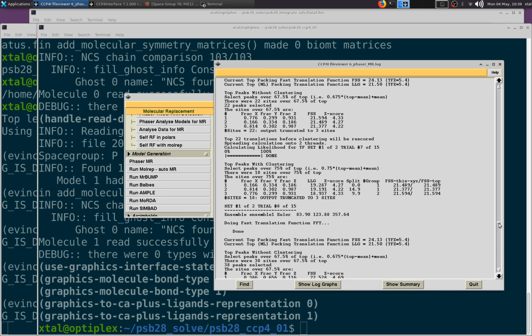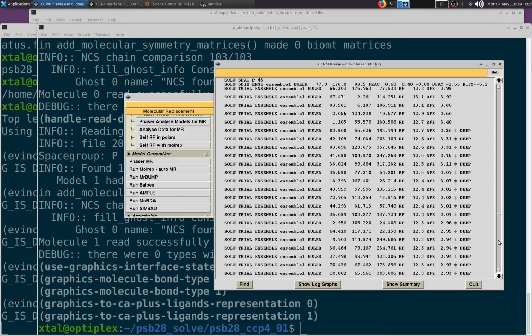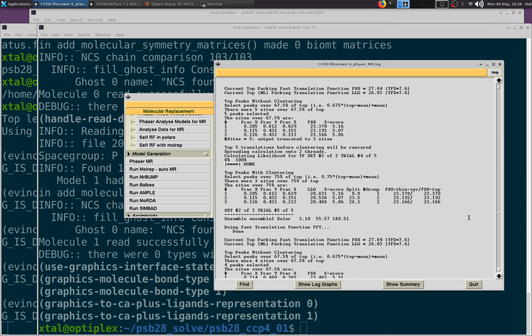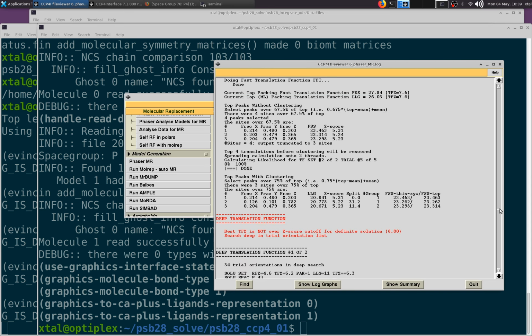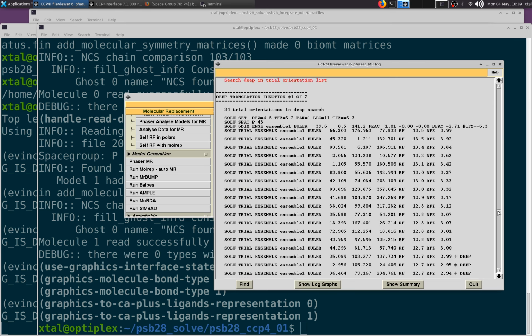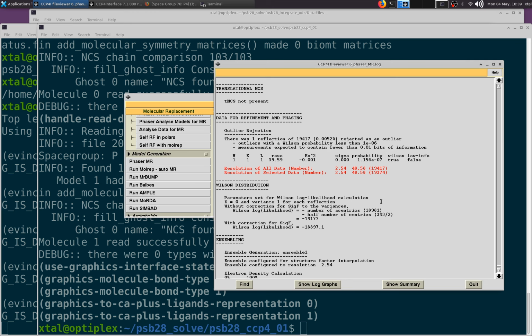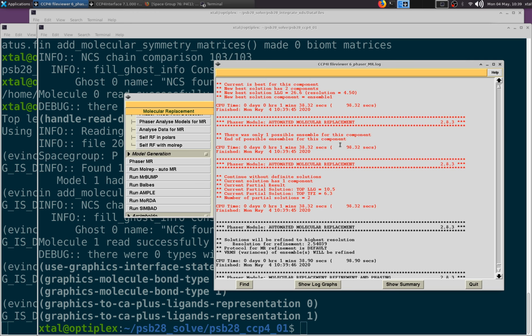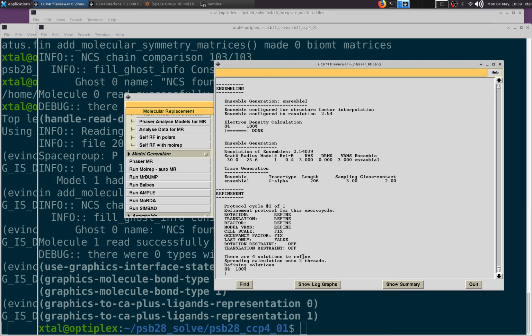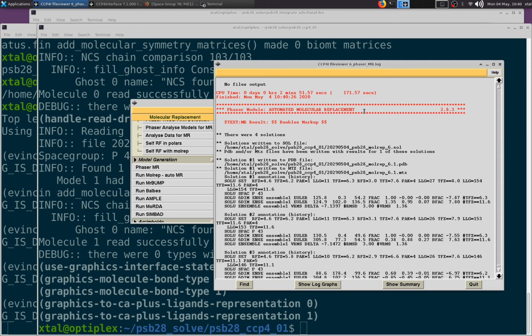Is this finished yet? Okay, so it's probably not productive to look at the Phaser log file while the program is running because there's a lot of stuff in here. It's maybe just best to wait for it to finish. Okay, so it's found solutions, it's now refining them. Okay, this will take a moment, so I'll pause. Okay, so it's finished. The whole job only took 2 minutes, 50 seconds.